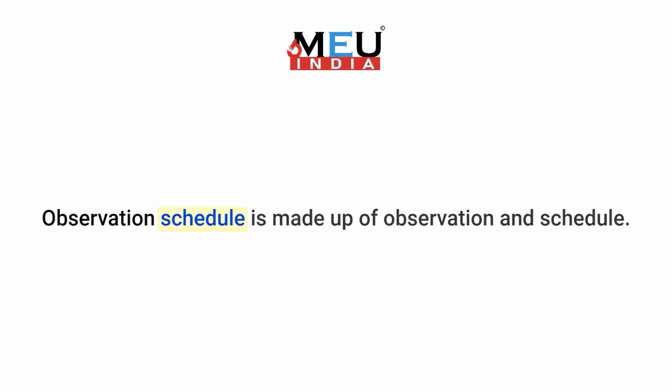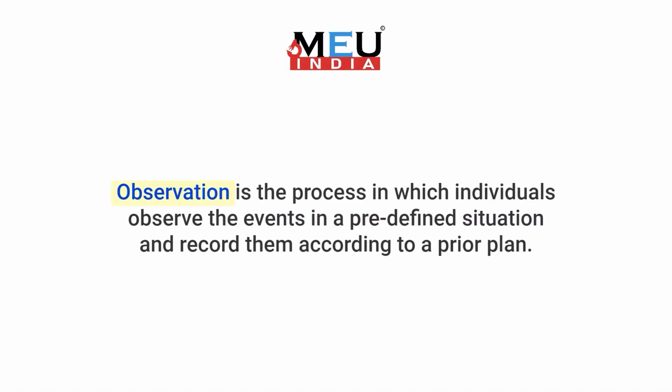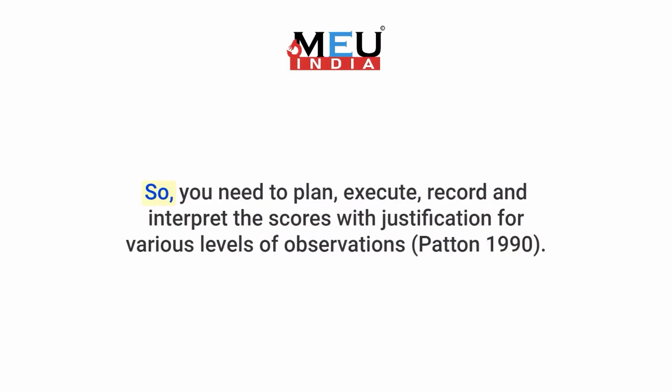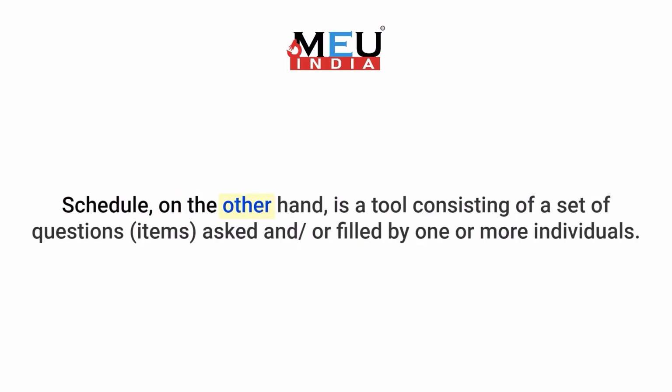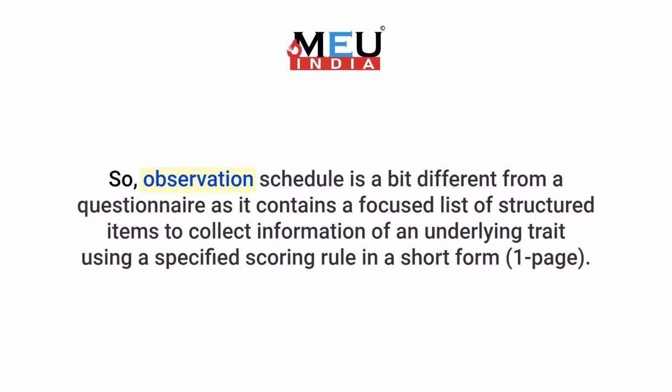Assess need. Observation schedule is made up of observation and schedule. Observation is the process in which individuals observe the events in a predefined situation and record them according to a prior plan. So, you need to plan, execute, record, and interpret the scores with justification for various levels of observations. Schedule, on the other hand, is a tool consisting of a set of questions asked and/or filled by one or more individuals. So, observation schedule is a bit different from a questionnaire as it contains a focused list of structured items to collect information of an underlying trait using a specified scoring rule in a short form.